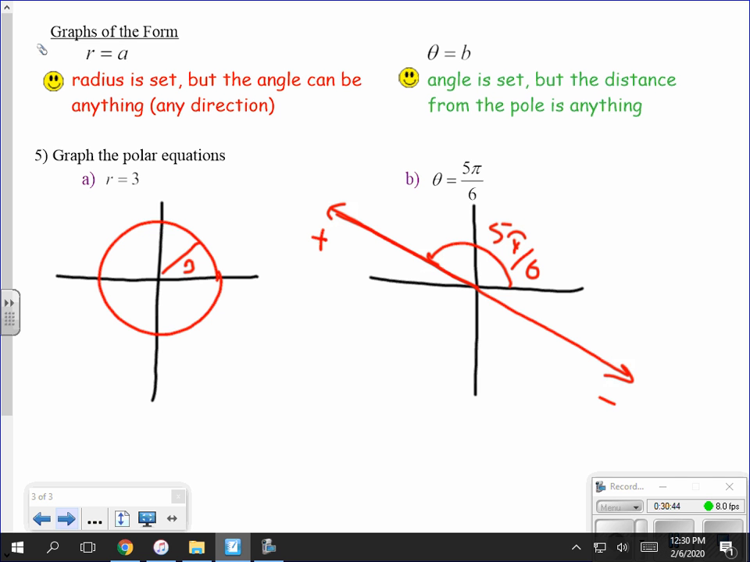Yeah, so if you have theta equals some angle, it is a straight line off of that angle in either direction. Those are the simplest polar graphs you can come up with. A circle and a line. One has no angle, one has no distance. You just got to memorize which one's which. Once again, when we meet next time, next week, you'll have much, much prettier ones.